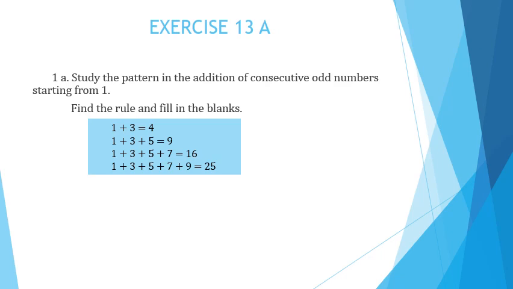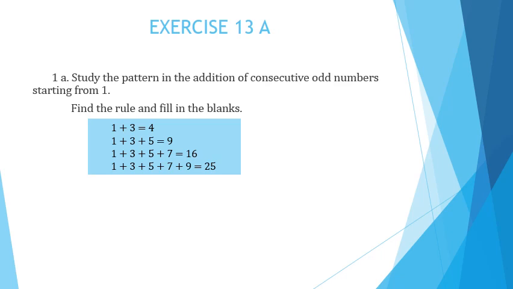to 25. So children, in this we are adding consecutive odd numbers. In the first one, we are adding two consecutive odd numbers, 1 and 3. In the second one, we are adding three consecutive odd numbers, 1, 3, 5. In the third one, we are adding four consecutive odd numbers, 1, 3, 5, 7. And in the fourth one, we are adding five consecutive odd numbers, 1, 3, 5, 7, 9. Consecutive means that comes one after the other in the counting, right?